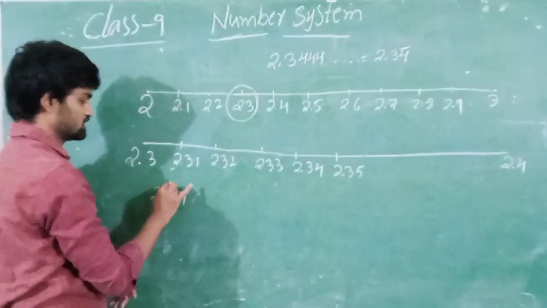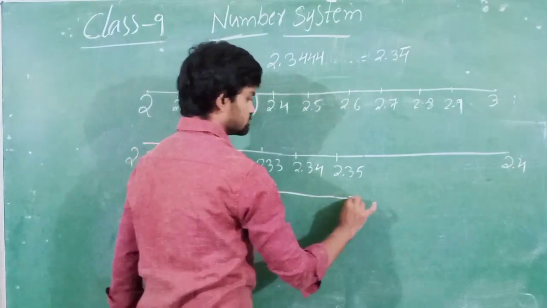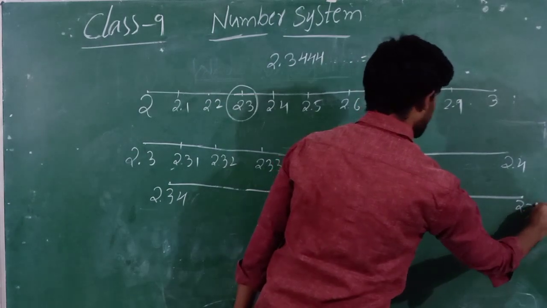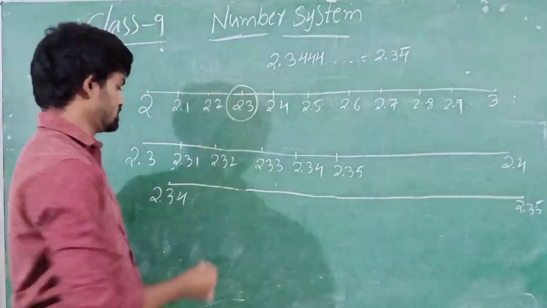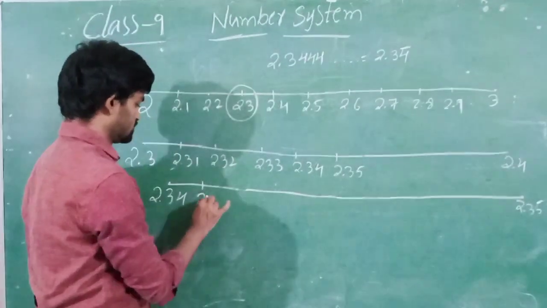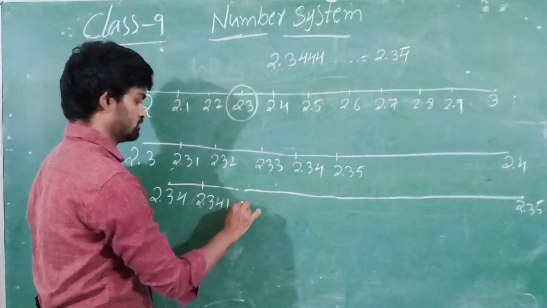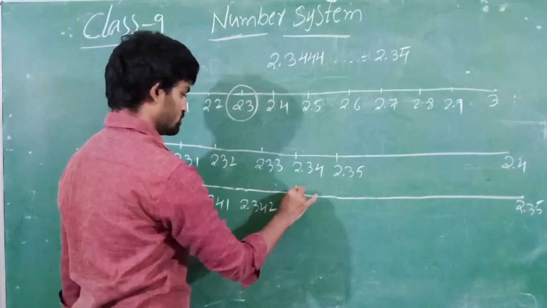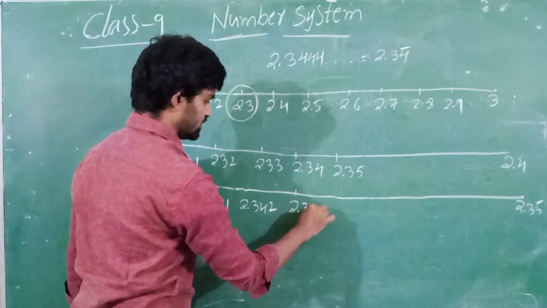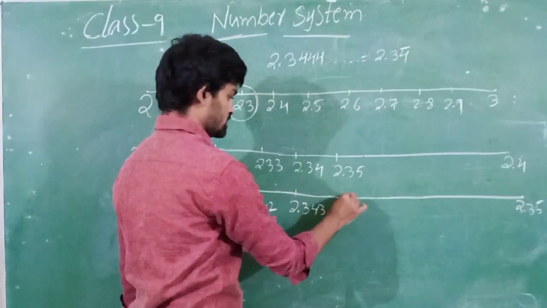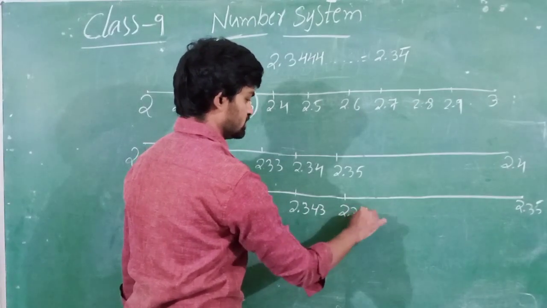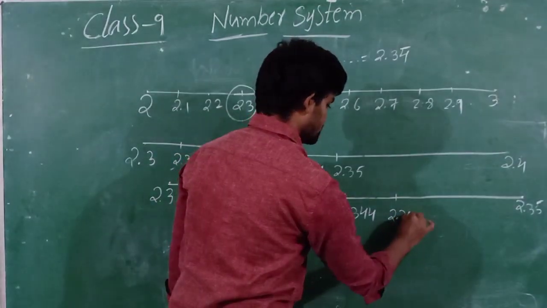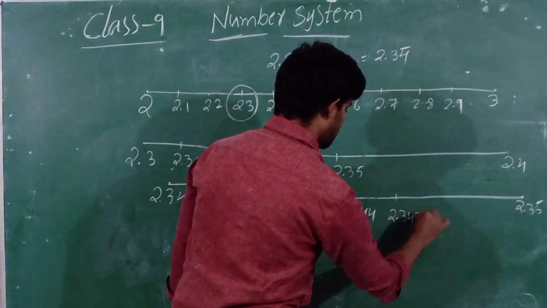2.34 is the starting number. Here 2.35. Now we can write 2.341, 2.342, 2.343, next 2.344, next 2.345.